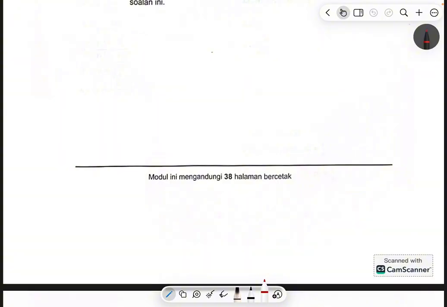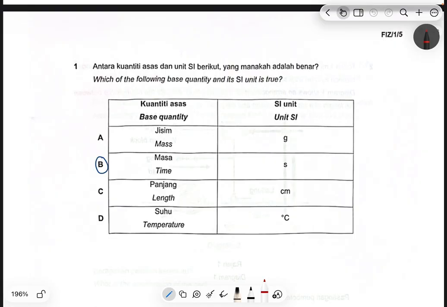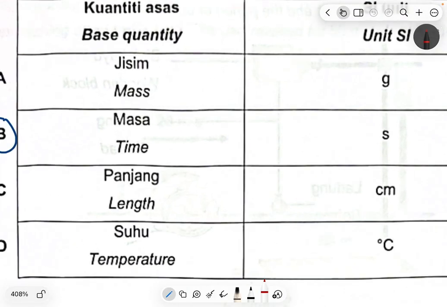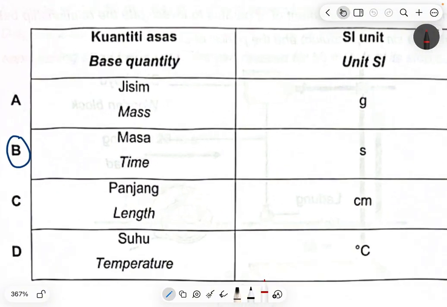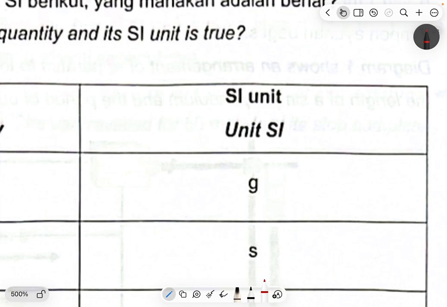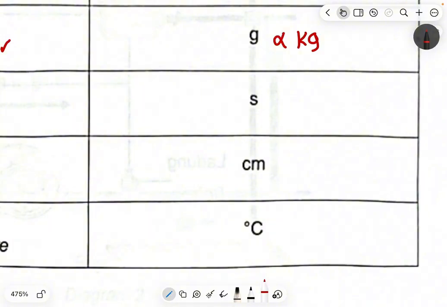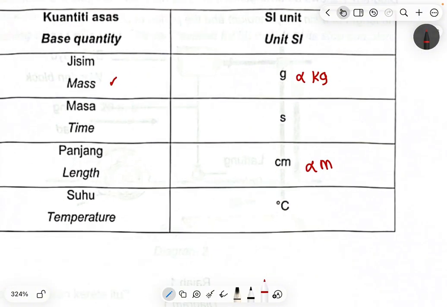So let's do this. First question asks which of the following base quantity and its SI unit is true. So the answer is B because base quantity is time and the SI unit is s. For base quantity, yes, mass is one of the base quantities, but this is not the SI unit, it should be kg. And the length, it's supposed to be meter.